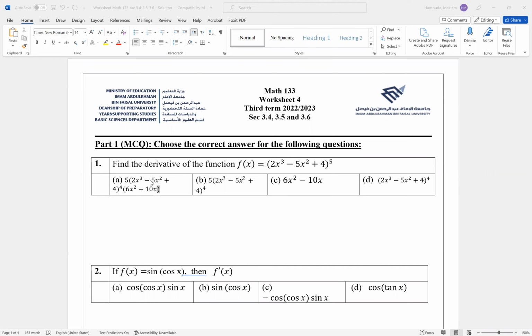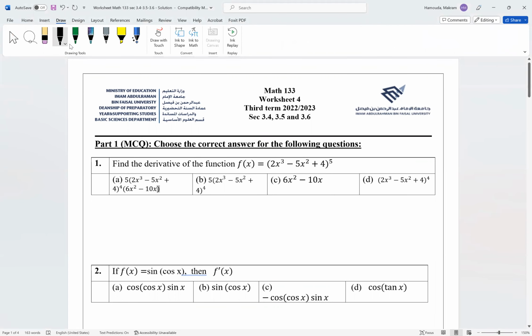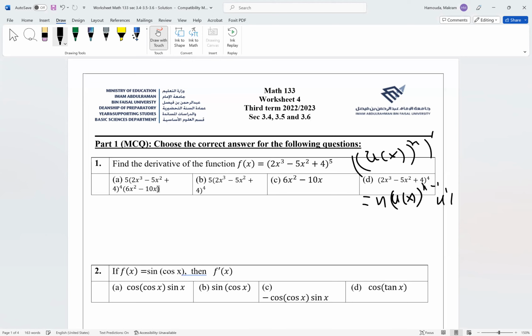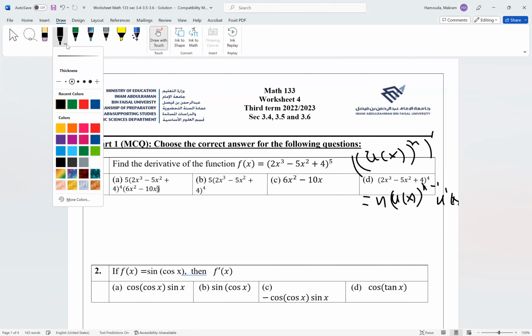Okay, here the first MCQ is about the derivative of a power of a function. So here we will use the following law. You remember in the lecture we saw something like that: the derivative of u of x power n is equal to n times u of x power n minus 1 times u prime of x. This is coming from the chain rule.